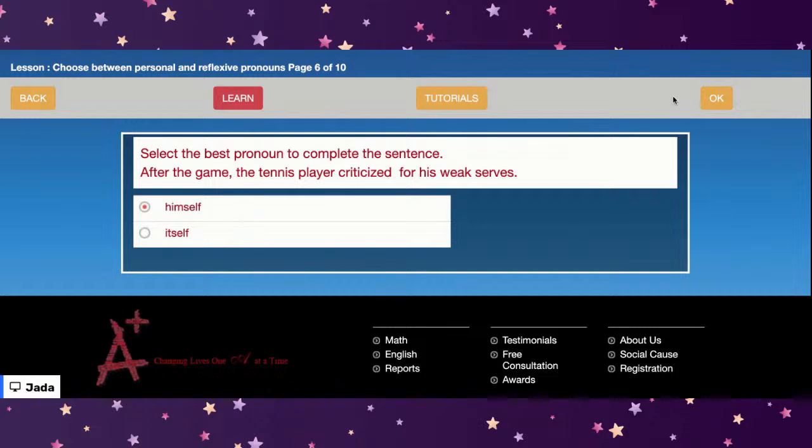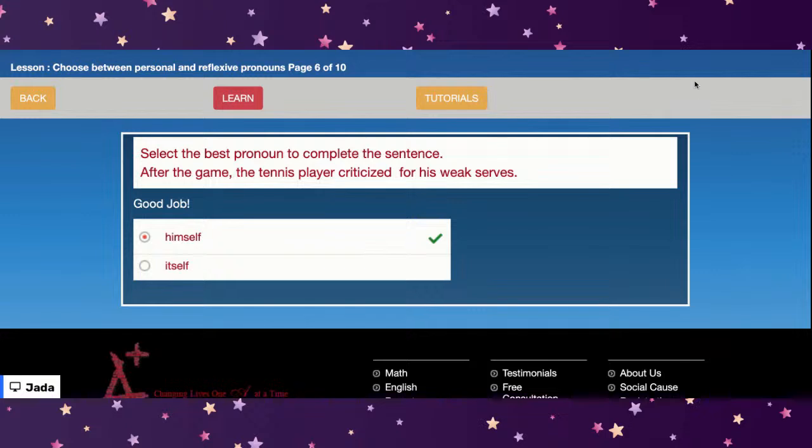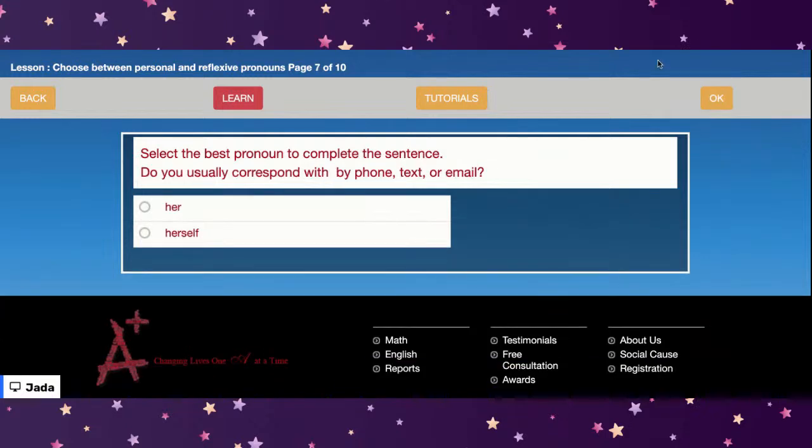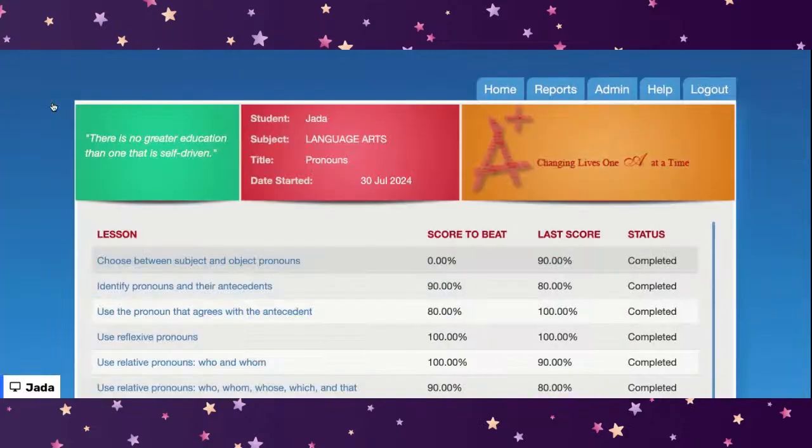Okay. So that's it for the reflexive pronoun. You can go through it, and then still answer the lesson if you've not done that. All right. So back to the last lesson. So let's go to the last lesson.